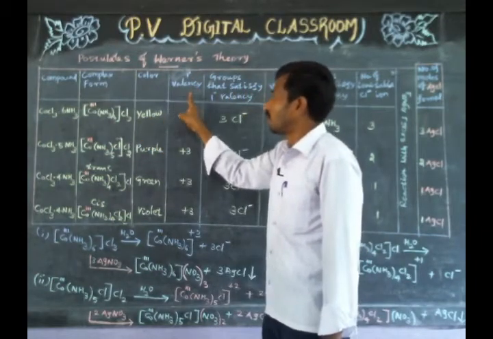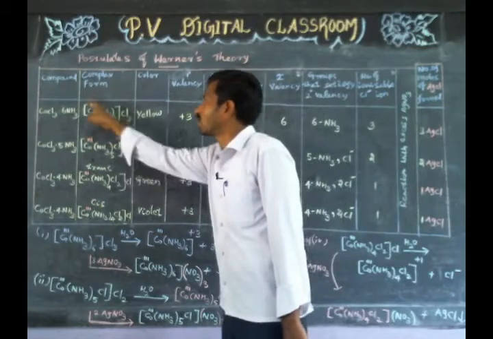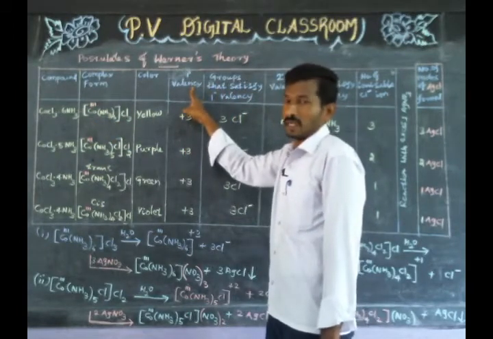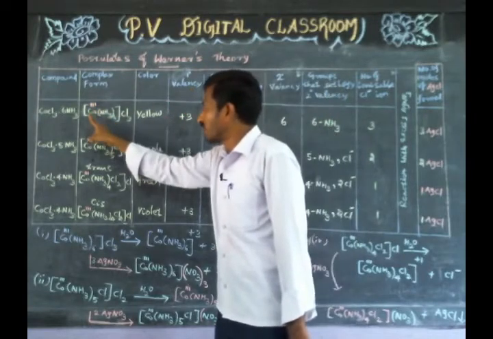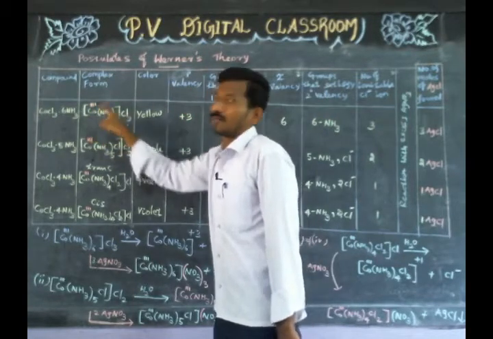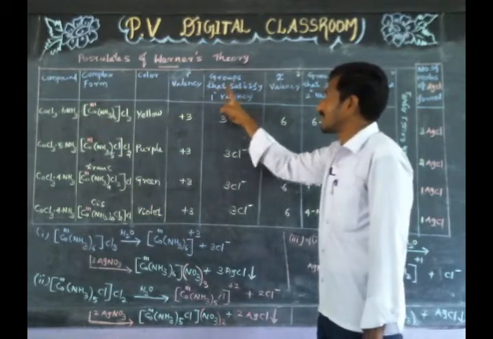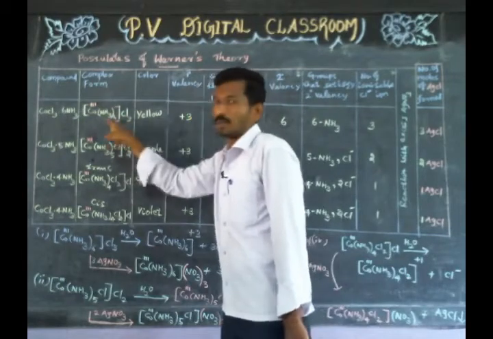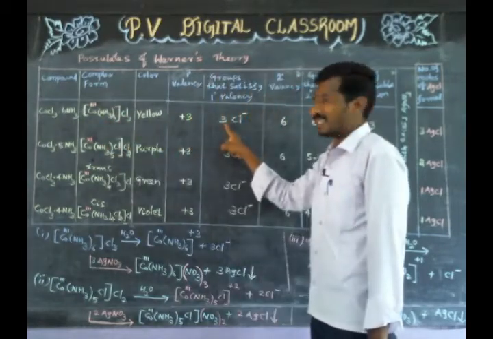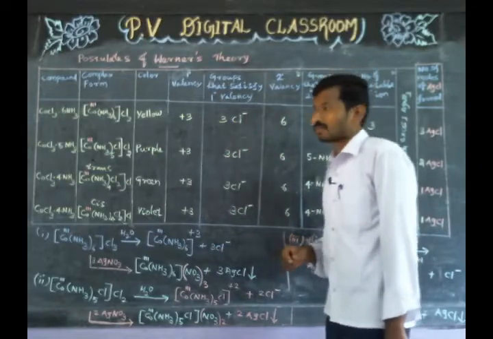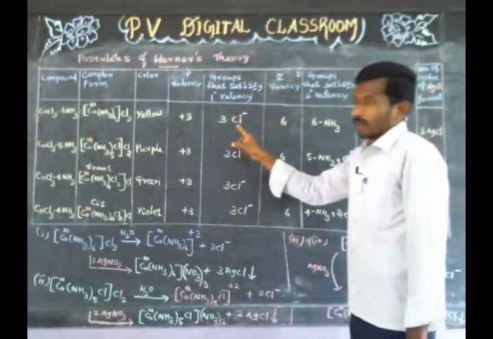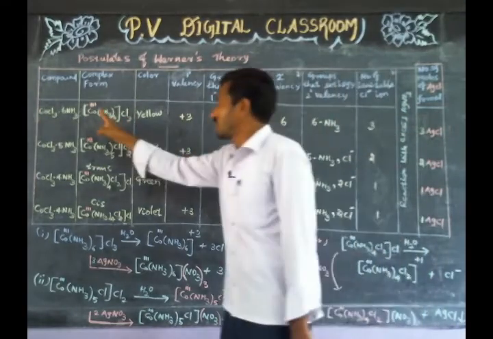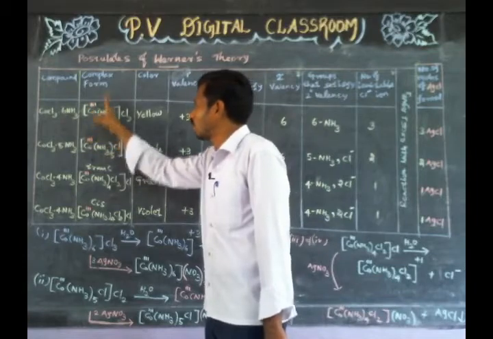Primary valency of the central atom of this compound is +3. Here primary valency represents the oxidation number of the central atom of this compound. Groups that satisfy the primary valency of the central atom of this compound are 3 Cl- ions. These 3 Cl- ions neutralize the charge on the central atom of this compound.